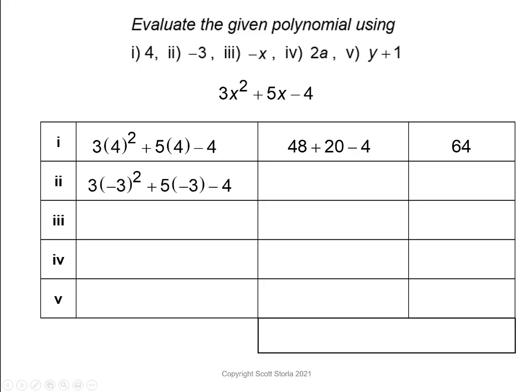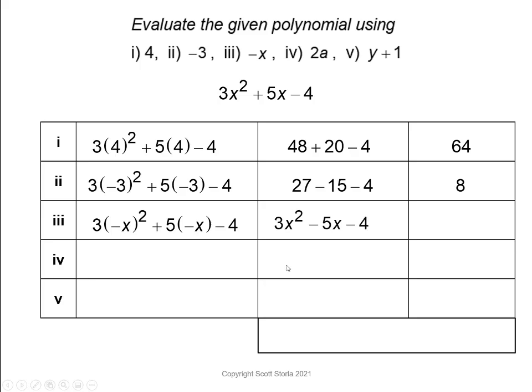Second, we'll replace x with the quantity negative 3. This will give us 9 times 3 is 27, plus a negative 15, and then we'll be subtracting our 4. When we simplify this, we'll get 8. Then we'll replace x with the opposite of x. This will give us 3x squared, and then this will be plus a negative 5x, which we'll just write as minus 5x, and then we'll have the subtraction of 4.